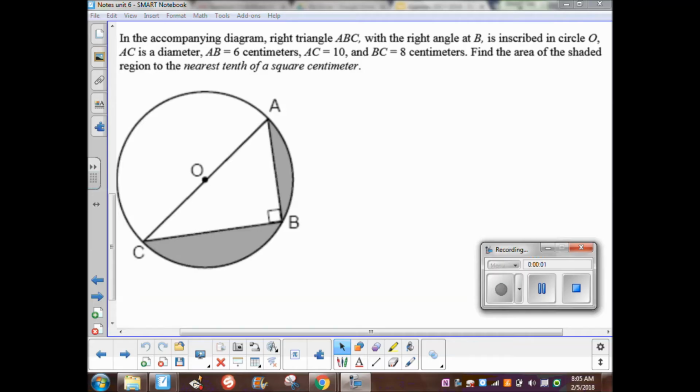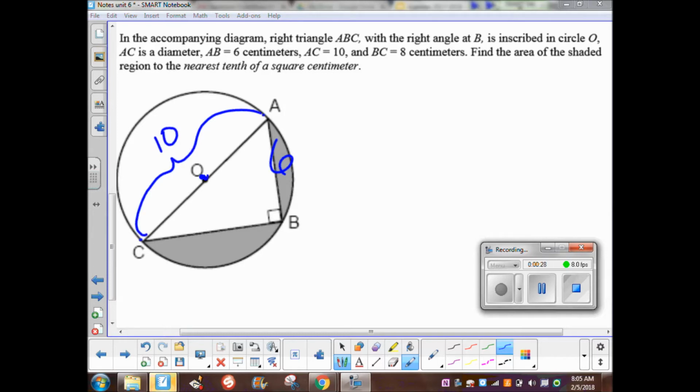All right, so it says in the accompanying diagram, right triangle ABC with right angle at B is inscribed in circle O. Just means it's inside circle O. AC is a diameter, so from A to C, that's our diameter, it goes through the center. AB is 6, AC is 10, so that whole diameter is 10. So that makes each piece 5 and 5, the radii. BC is 8. So you've got to label your picture with everything that's mentioned.